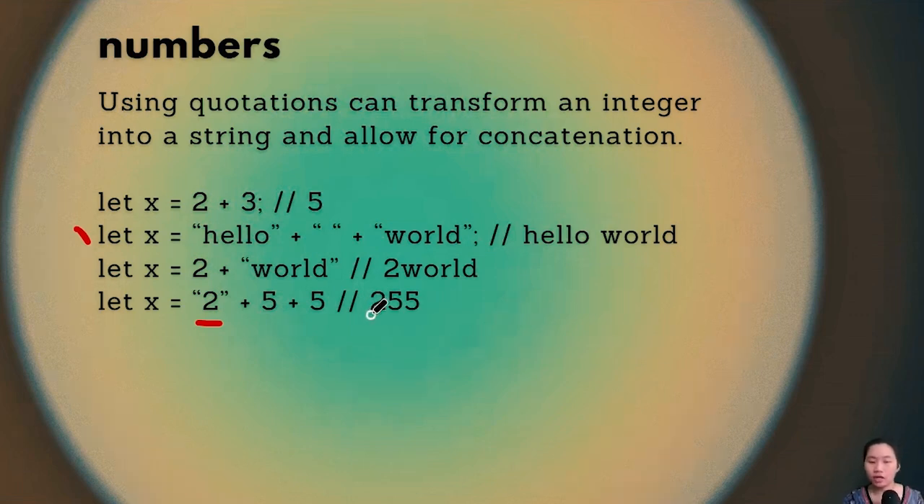So you would have 255. So it's not going to be 12, or it's not going to be 2 plus 5 plus 5. Okay, they will be all treated as strings, and it's very interesting. You can experiment around a little bit. You can try with the Boolean values and the floats.